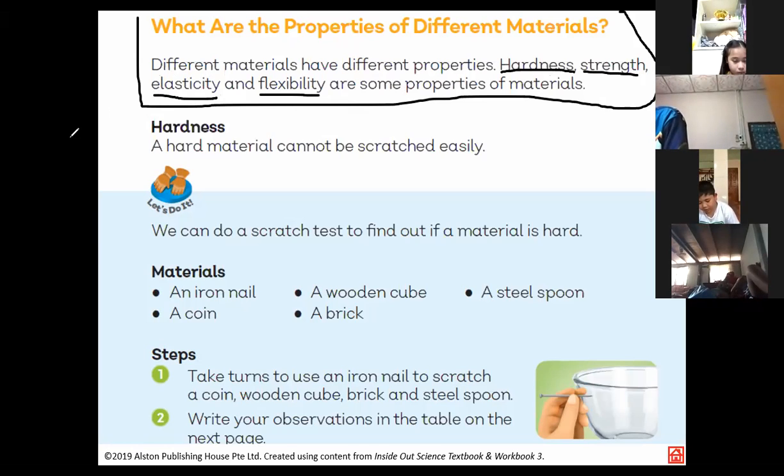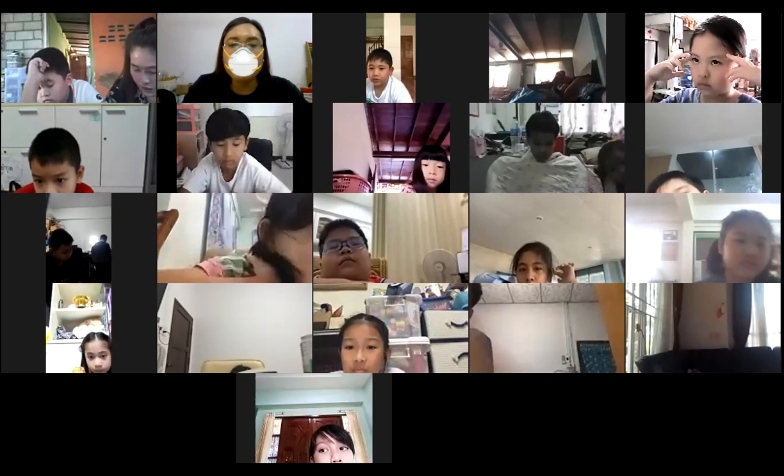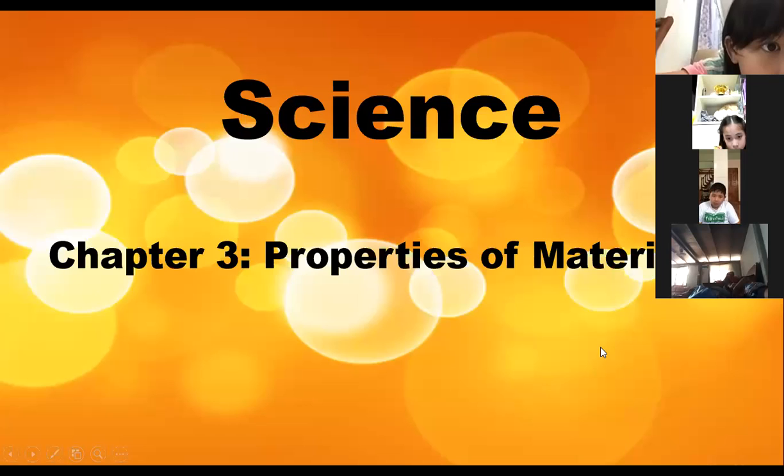So I'm gonna read one more time. What are the properties of different materials? Different materials have different properties like hardness, strength, elasticity, and flexibility are some properties of materials. All right, so I prepared a PowerPoint here, class. Let me share this to you so you will understand this topic. We are already in chapter 3, right? So what we're going to do here is learn more about the properties of materials.